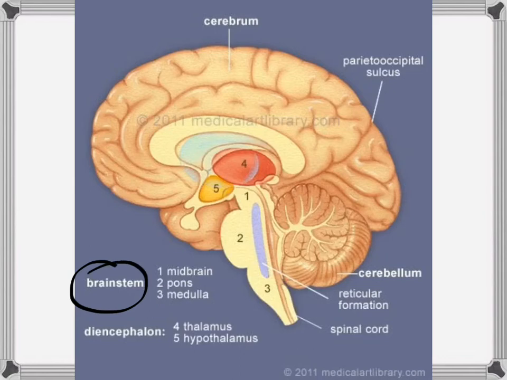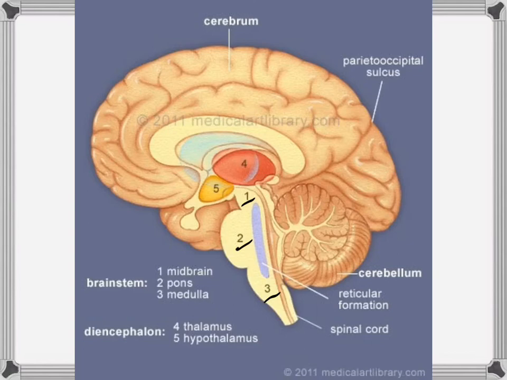Alright, next I'm going to talk about the brainstem. The brainstem is the bridge in between the brain and the spinal cord. It is composed of 4 major areas. The first, the midbrain right here, sends impulses to and from higher parts of the brain. The next area, the pons, number 2, contains centers that regulate the rate and depth of breathing.